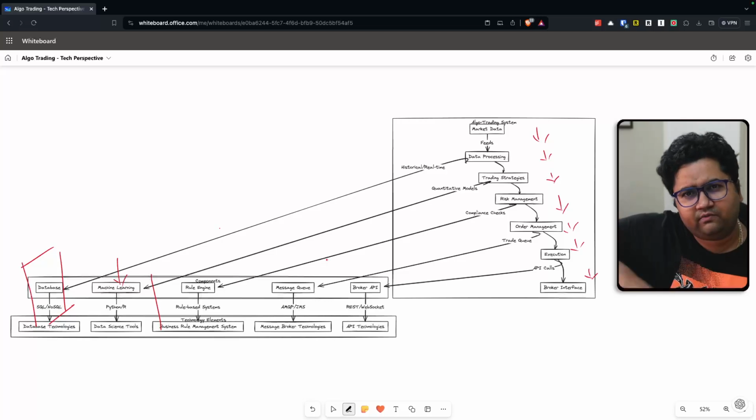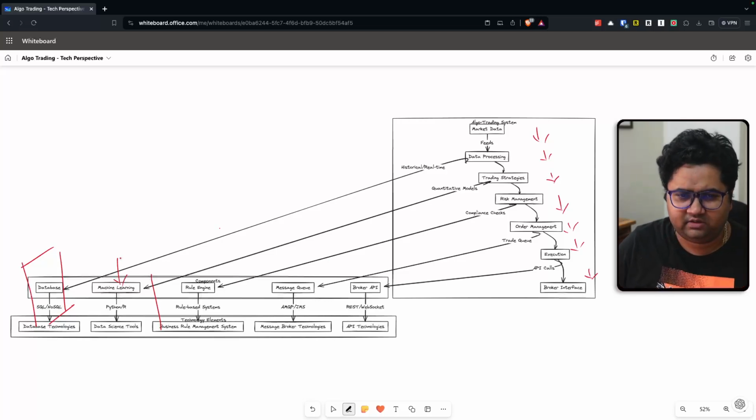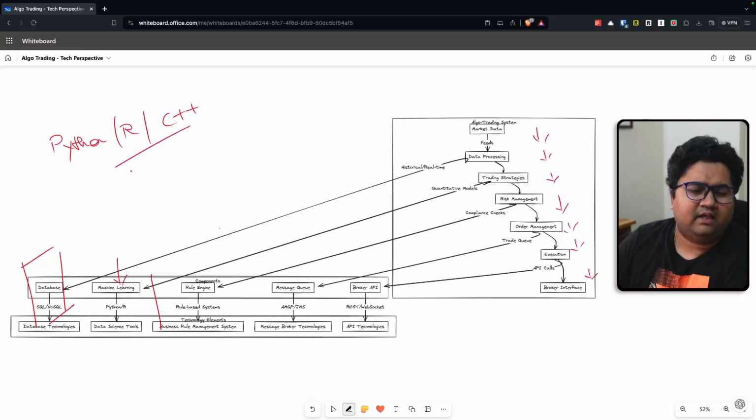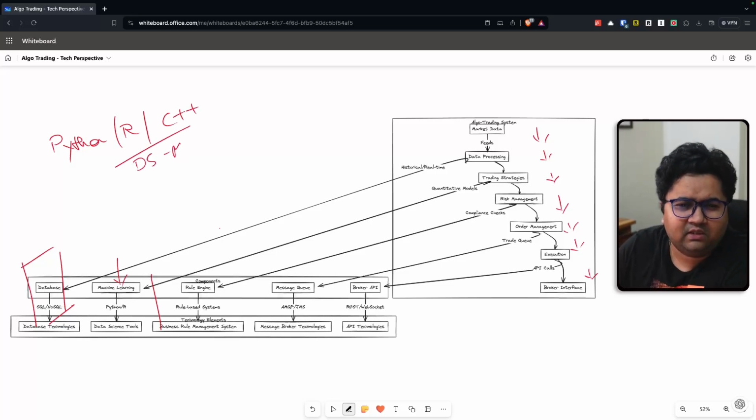So this is all from one aspect of technology, right? What we have talked about is essentially Python. Largely, you could also use R, and if there are people in C++ I would love to talk to them. And then you're talking about some data science and machine learning, and then stats and stuff.